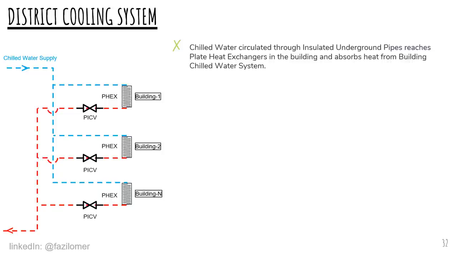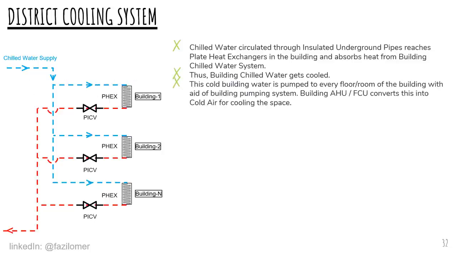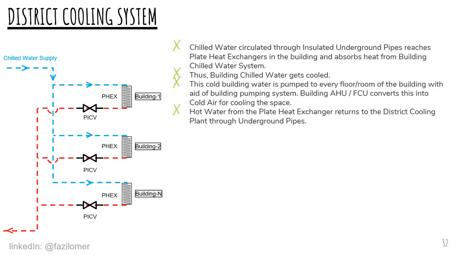The chilled water circulated through insulated underground pipes reaches plate heat exchangers in the building and absorbs heat from the building chilled water system. Thus, the building chilled water gets cooled. This cold building water is pumped to every floor or room of the building with the aid of the building pumping system. Building air handling units and fan coil units convert this into cold air for cooling the space. Hot water from the plate heat exchanger returns to the district cooling plant through underground pipes.